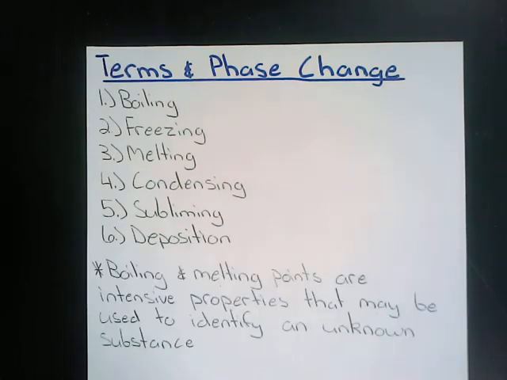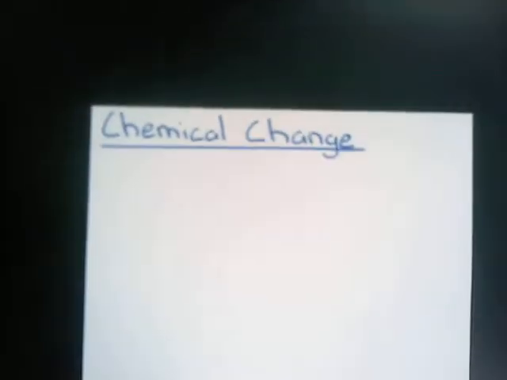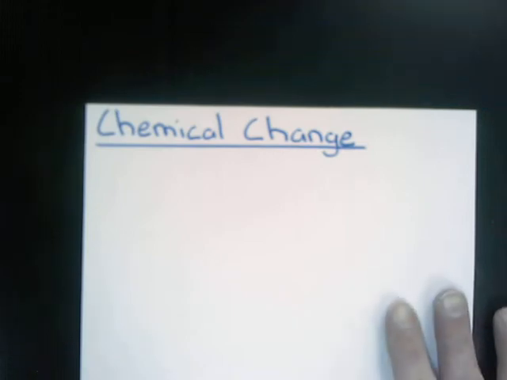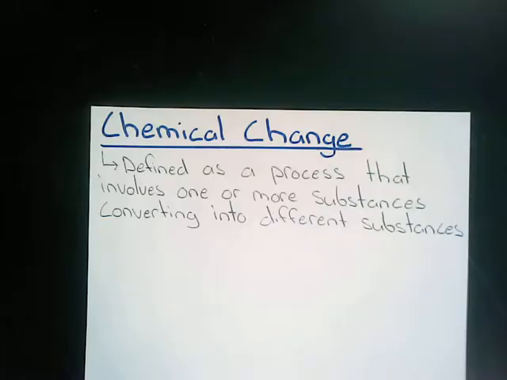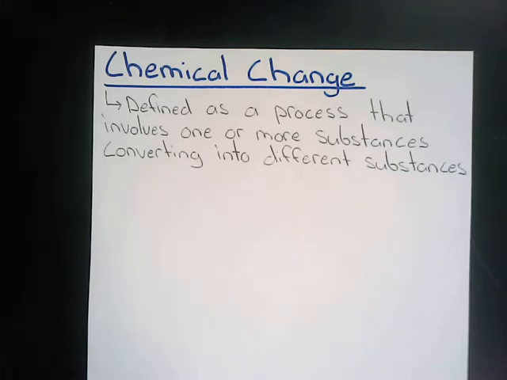Okay, so now we've talked in depth and in detail about our physical change and phase change, which is a form of physical change. And so now we can shift gears here to chemical change. So remember here that chemical change is defined as a process that involves one or more substances turning into new substances or converting to new substances. Now, this chemical change is referred to as a chemical reaction.